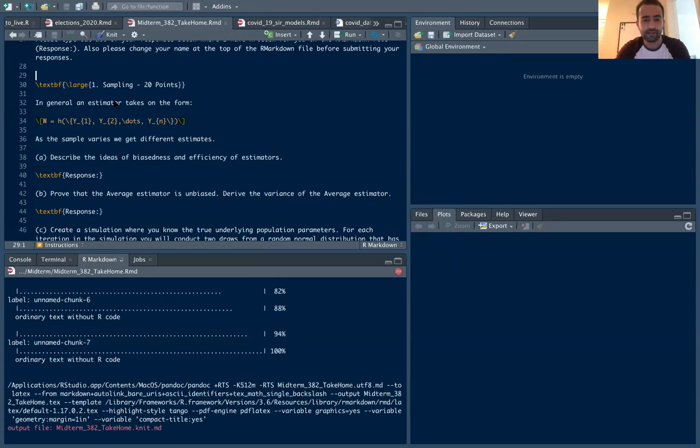So the first problem is: describe the ideas of biasedness and efficiency of estimators. Anyone want to take a stab at that? We know an estimator is unbiased if, looking at beta hat, the expectation of beta hat should be just beta. Yeah, exactly. So on average, as we vary the sample, the average value of our estimator that emerges from these various samples we feed through it should be equal to the population parameter. That's the idea of unbiasedness or bias.